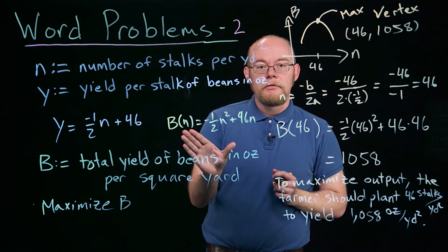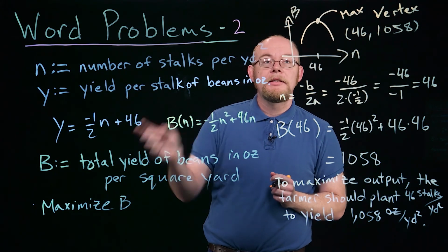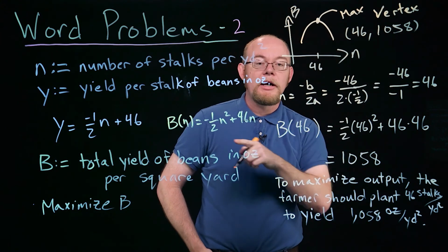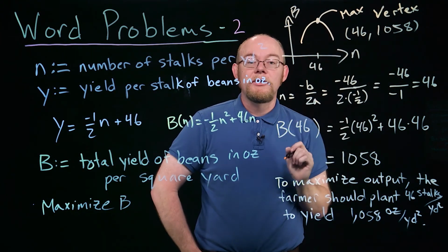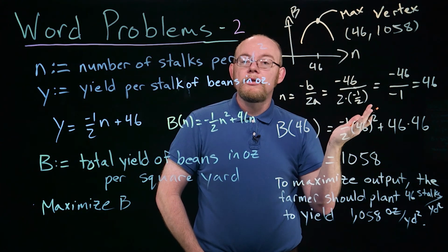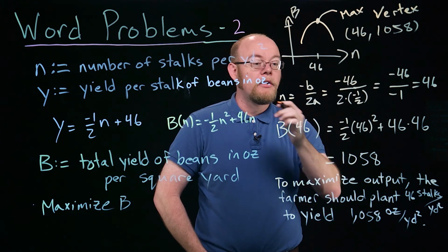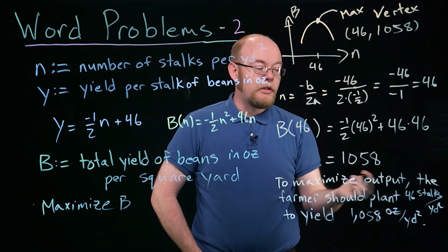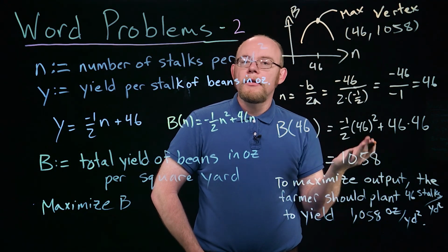We need to take this function and maximize it, which means we just find the tallest point on the graph. And since this is a downward facing quadratic, that's just the vertex. And then we just need to use what we know about quadratic functions. That is, find the horizontal coordinate of the vertex, plug that into the function to find the vertical coordinate, and we've done all the math that we need to do.